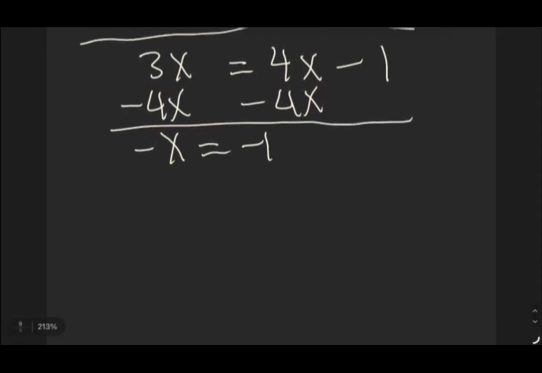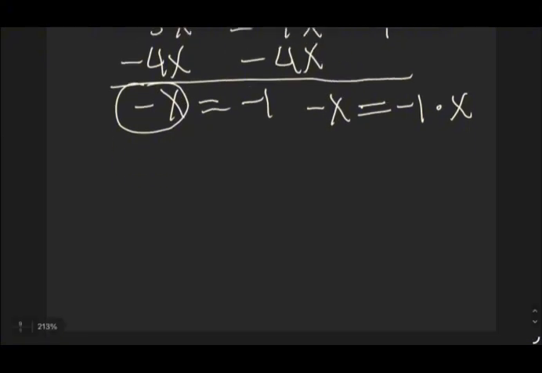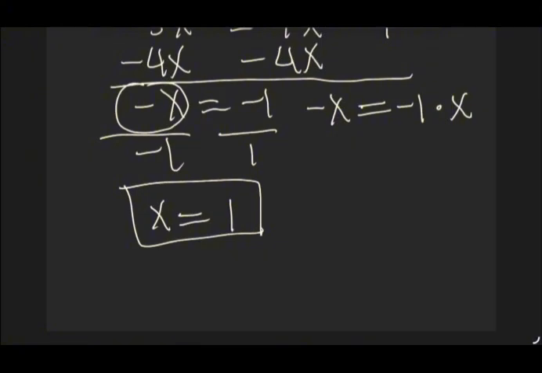Well, x is not completely isolated yet, as there is still a negative sign in front, because negative x is actually the same as negative 1 times x. So it's going to be like this. We isolate it by dividing both sides by negative 1, which ends up with x is equal to 1. And that will be our answer.